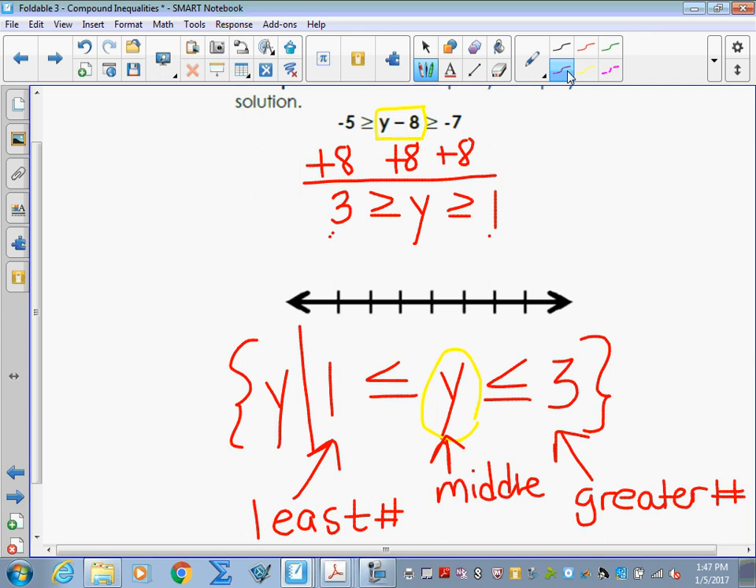So how do you graph this? Indicate 0 on your number line. Indicate where 1 is. Indicate where 3 is. And 1 will be closed. 3 will also be closed because of the equal sign. And then you just draw your line in between. Okay, so and is always the in-between type of thing. Okay, in this case. All right.